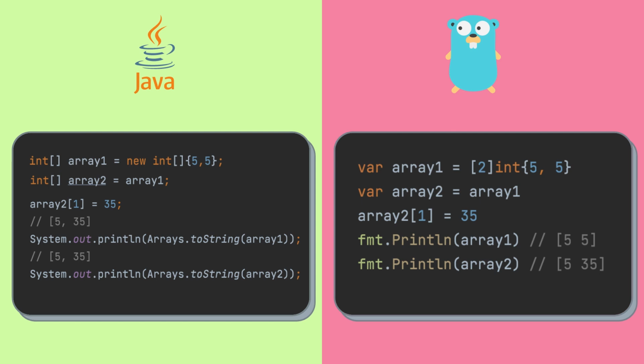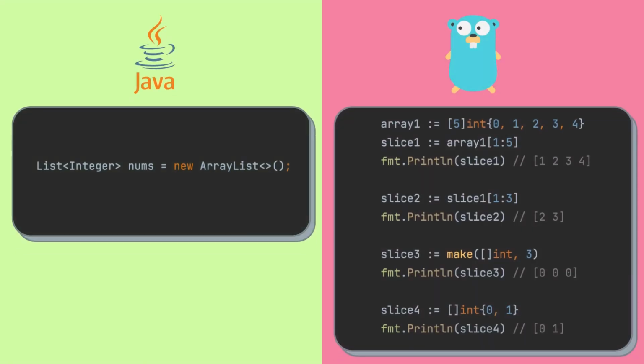But when we do the same in Go, the change is not visible in array1. The first element of array1 is still 5. This is because when we assign an array in Go, a copy is created and that copy is assigned. Hence, the change is only reflected in array2. Also, note that copies of arrays are passed when they are passed as arguments to functions.